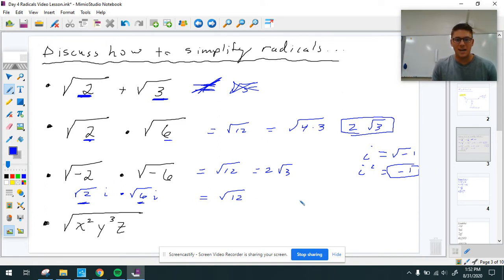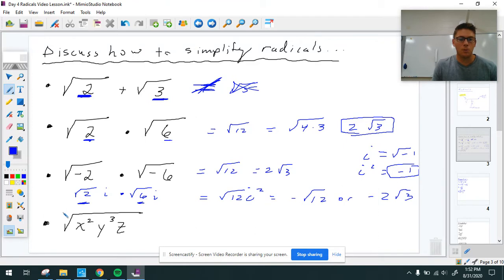So this is really i squared, or in other words, negative square root of 12, or sorry, negative square root of 3 times 2. So negative 2 square root of 3. So a little bit of difference.